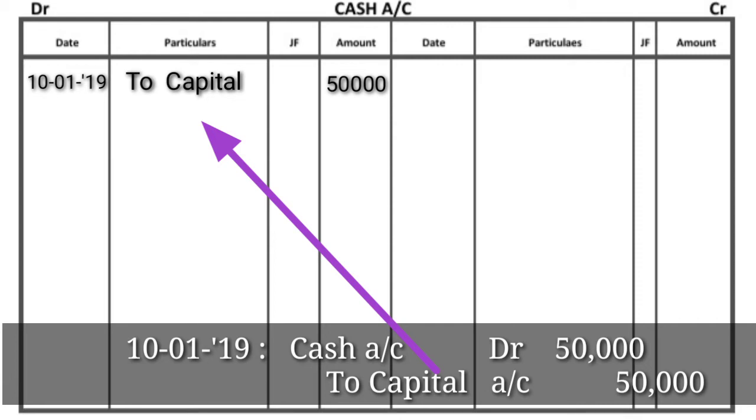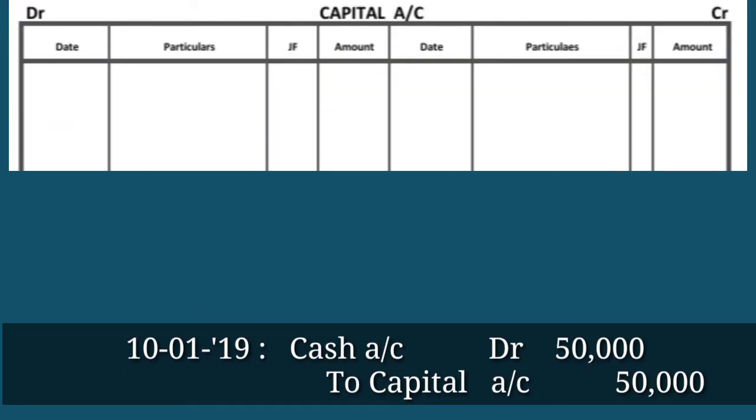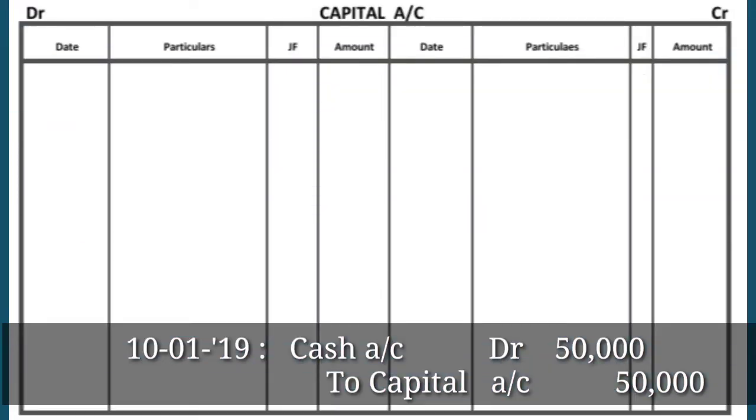Okay. And now we need to separate capital. So for that purpose we need to prepare an independent capital account, a separate house for capital, and then transfer capital into his house or his place. This is the capital account. The name is capital account and the format is the same: date, particulars, JF, amount.